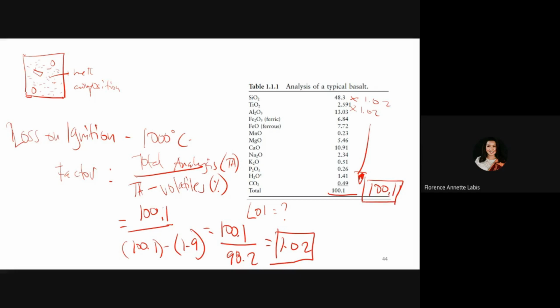So that means you still get the total analysis, but what is lost is the volatile content. So that's why we have to use this, or we have to recalculate. So this is how to recalculate the analysis, or in order to get rid of the volatile content. So we call that LOI. Okay.